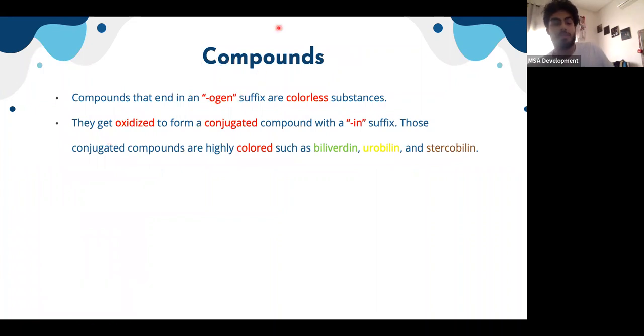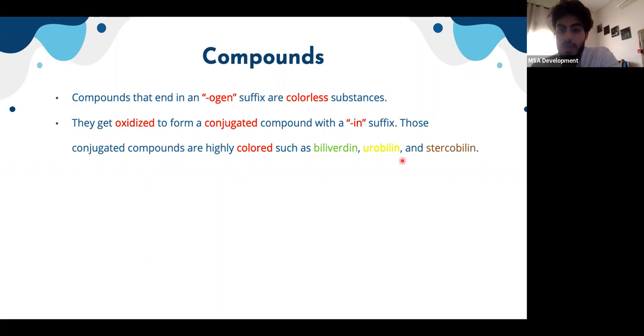So now we're talking about compounds, the different substrates that we get. Dr. Hannah talked about two kinds of compounds: compounds ending in ogen and compounds ending in N. When we hear something that ends with ogen, it tells you that this is a colorless substance. When we talk about something that ends with N, we're talking about something that gets oxidized to form a conjugated compound. So conjugated compounds are oxidized, they end with N, and they are colored. And colorless ones have the ogen suffix.